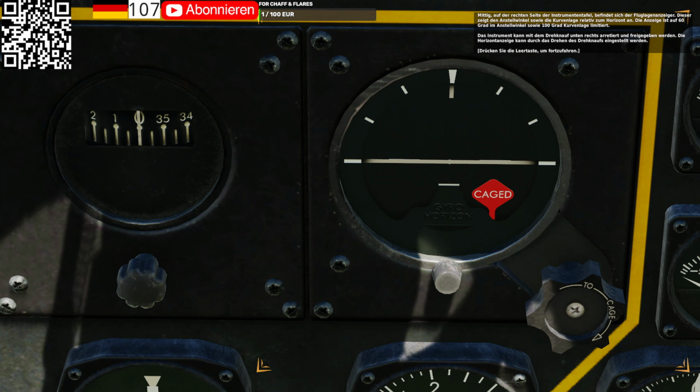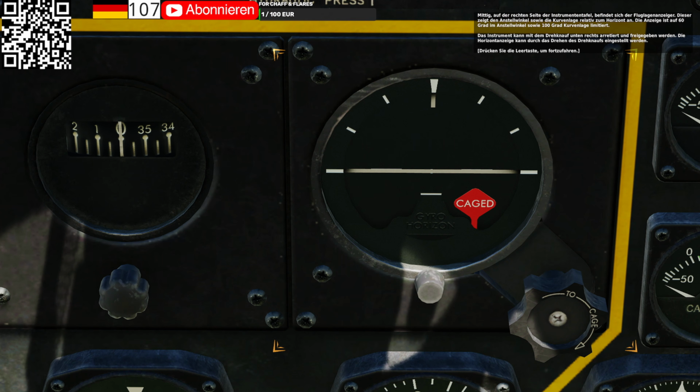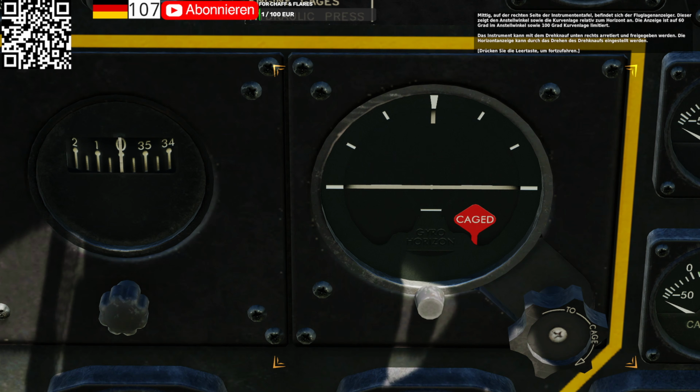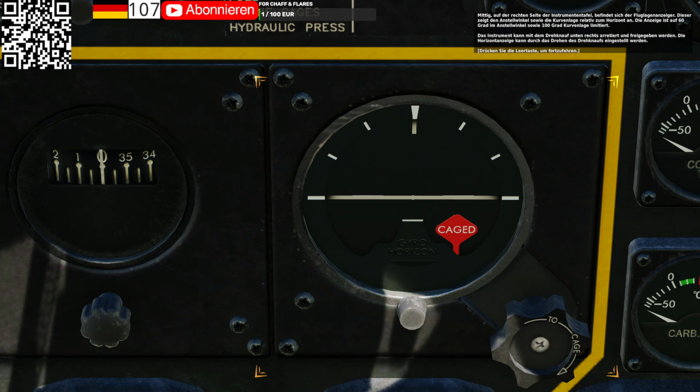In the center right of the instrument panel is the flight indicator, which shows the aircraft's roll and pitch attitude relative to the horizon. The indicator is limited to 60 degrees in pitch and 100 degrees in roll. The instrument can be caged or uncaged using the caging knob in the lower right corner of the indicator. The horizon level can be adjusted vertically using the pitch adjust knob.